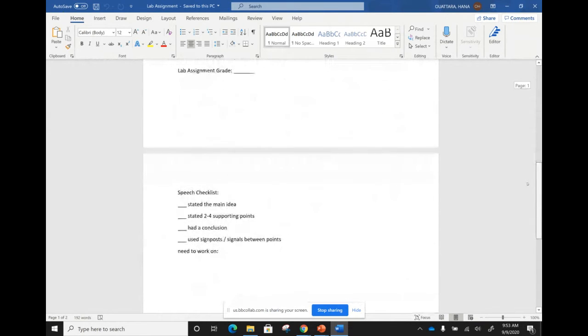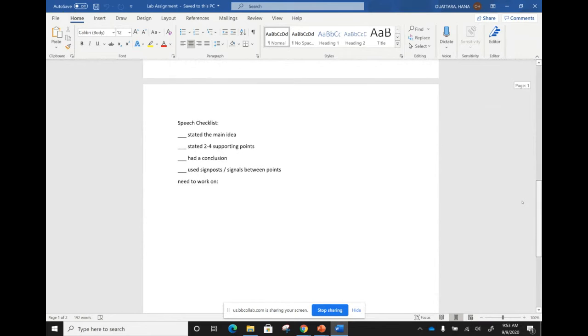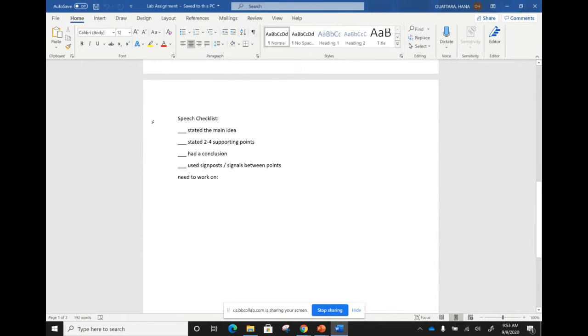Okay, but on the bottom of the lab assignment, you can see there's a speech checklist. And we can use this speech checklist, or we can use the one on page 33. They're almost the same. Okay, so what are we doing when we have a checklist? Why do we need this? Does anybody know?